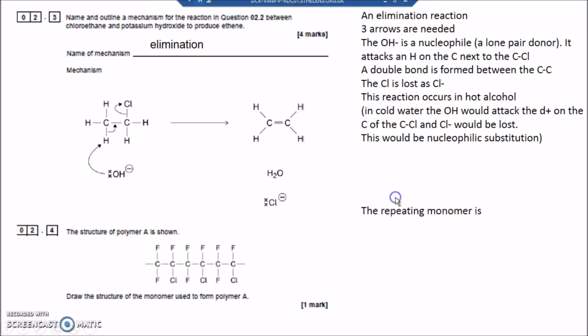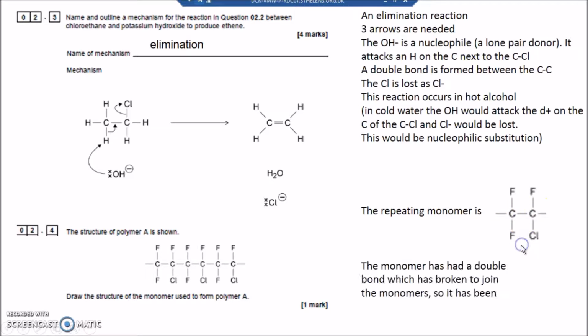So if you find the repeating unit, the repeating monomer is this, CCFFFCl, and you can see that repeats itself 3 times here. So I find the short repeating unit, and the way that that's joined together is once upon a time it had a double bond in between the two carbons that has broken and formed a long chain.